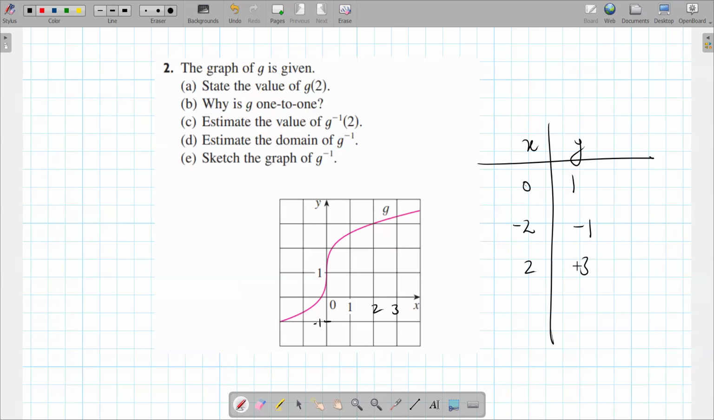So now we're just going to flip them. Remember, this is for G. For G inverse, every point is flipped, X and Y swapped. So now the X values are 1, -1, 3, and the Y values are 0, -2, 2. So here you go. 1, 0 is right here. -1, -2 is down here. And then 3, 2 is over here.